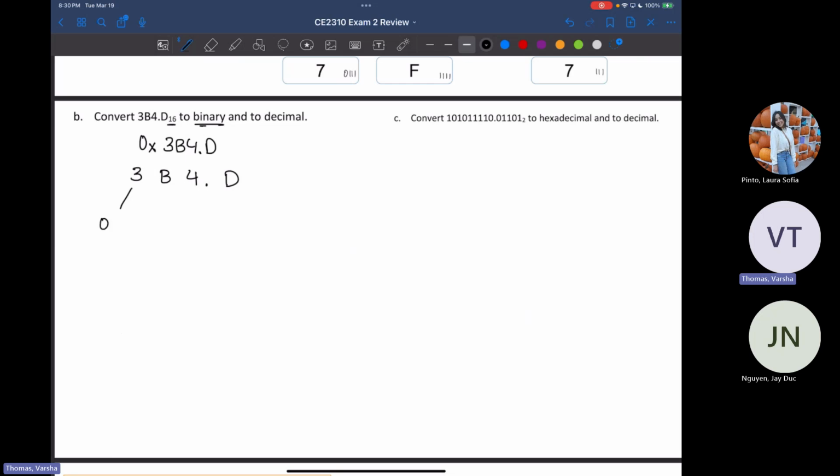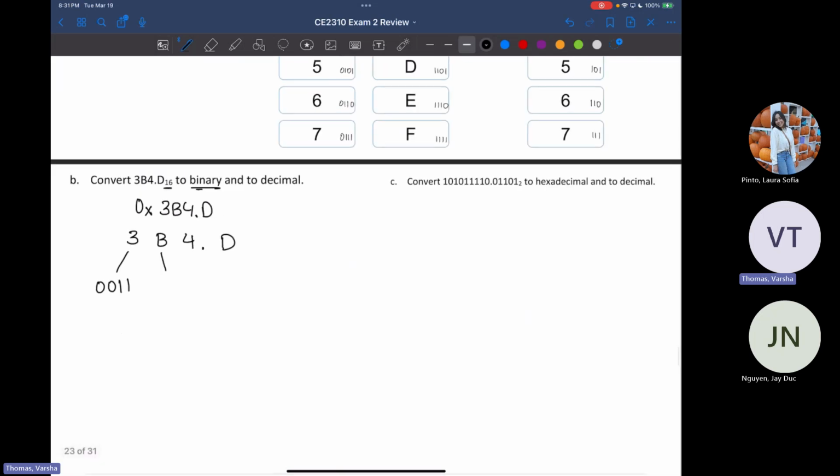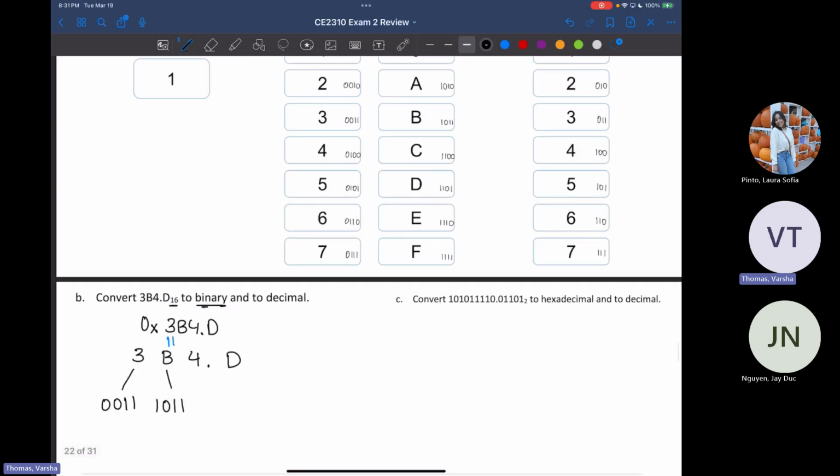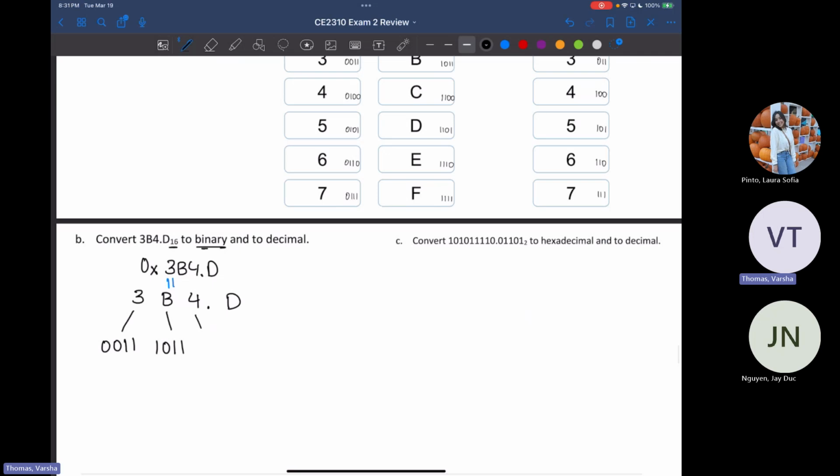So if we had to represent 3, you have 0, 0, 1, 1. The letter B is actually the value 11. So if we had to represent 11 in binary, it's going to be 1, 0, 1, 1. And then, peek over there. Yes, that's correct. 4 is represented as 0, 1, 0, 0. And then the letter D is 13. So our binary equivalent is 1101.